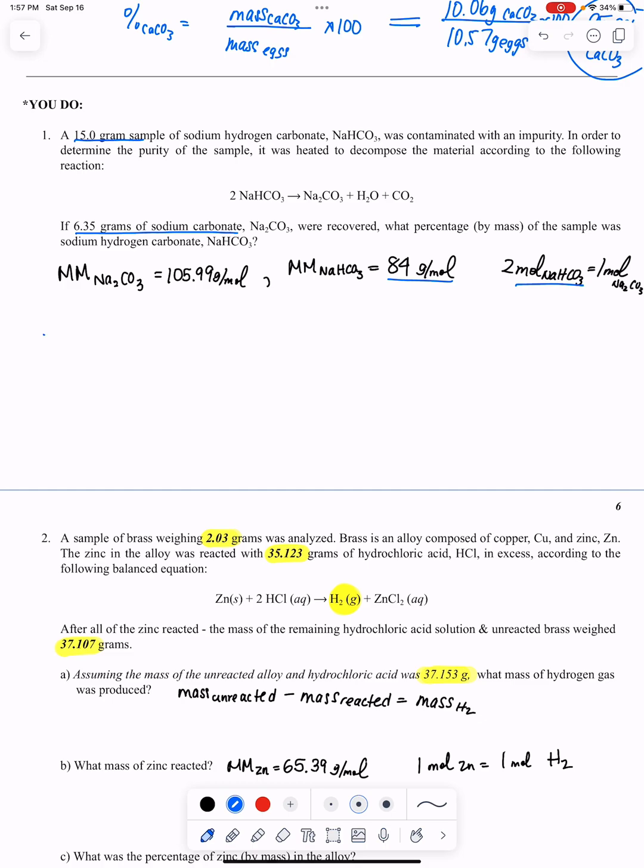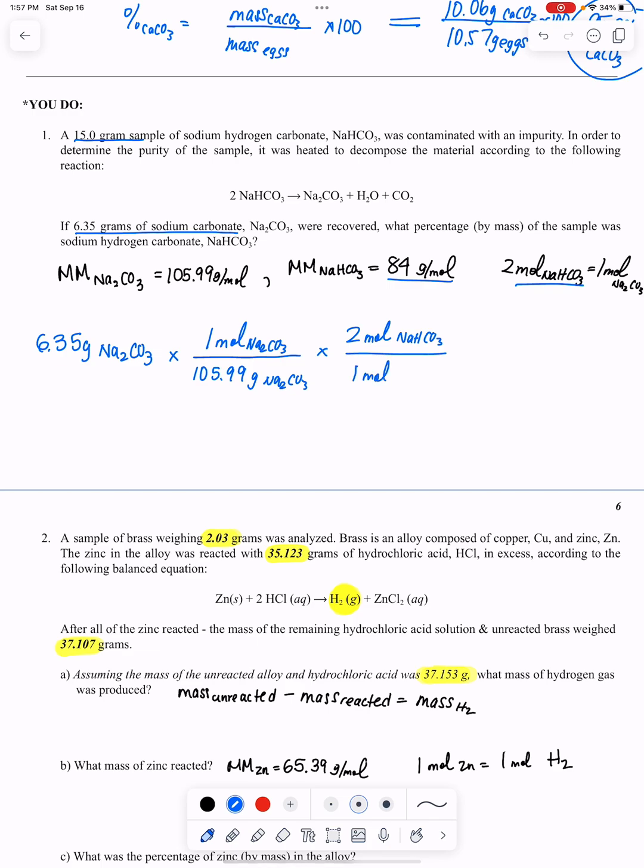So this is just like the we-do question from before. We're going to start with the 6.35 grams of the sodium carbonate. You're going to want to convert that to moles. For every 1 mole of sodium carbonate, I gave you the molar mass here, it is 105.99 grams. Then I'm going to start going through the mole ratio here. 2 moles of sodium bicarbonate for every 1 mole of sodium carbonate that reacts.